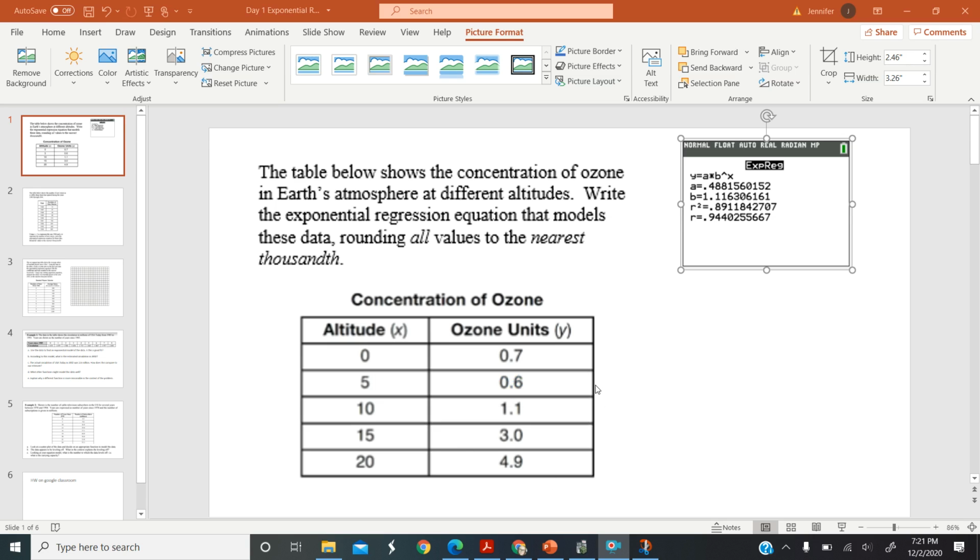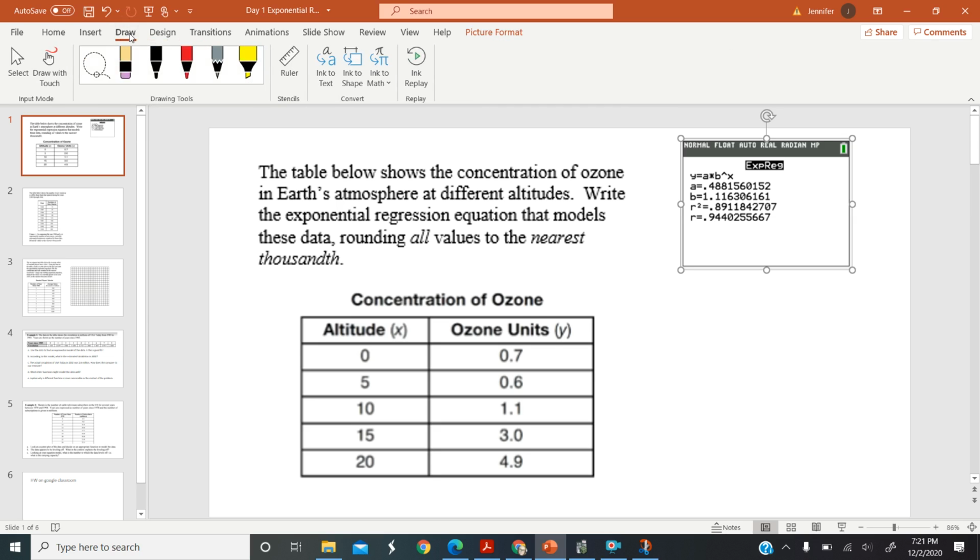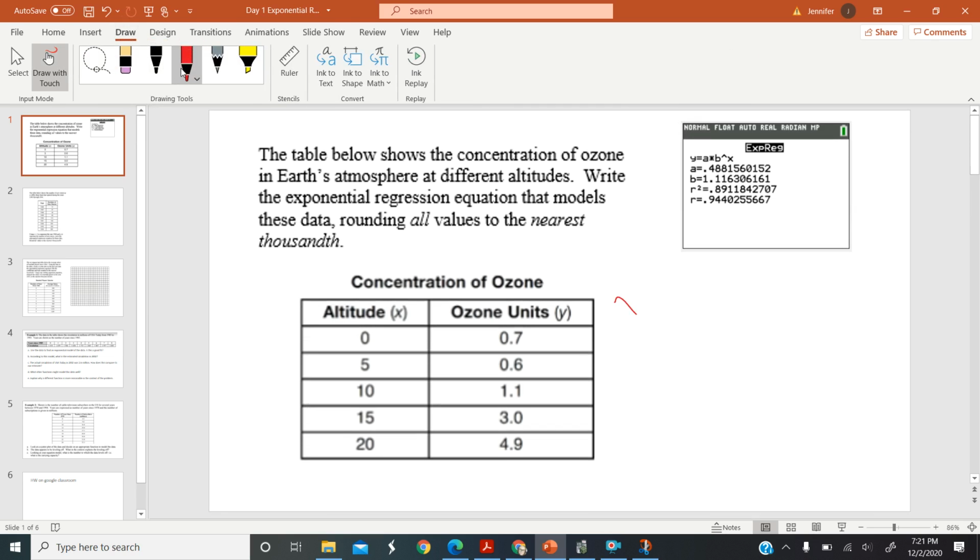Okay, so whenever you're doing an exponential equation, it'll give you the base form of it up here. We need a times b to the x, and then it tells you what a and b are. So if I were to write out that equation, I would have y equals a, which is 0.488, times b, which is 1.116, and then that's raised to the x power. So the x is going to be up there in the exponent.